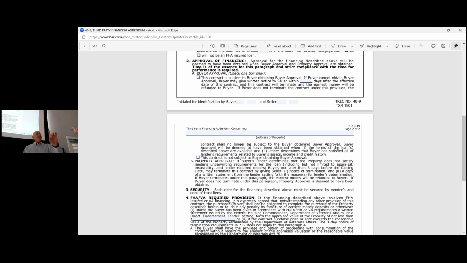What literally happens if the buyer doesn't get approval by that date, when it says time is of the essence, it means that after that, there's now no more right of cancellation on behalf of the buyer. If they end up not getting final approval, they can't cancel and get their earnest money back. The seller's going to get it. That's what time is of the essence means.